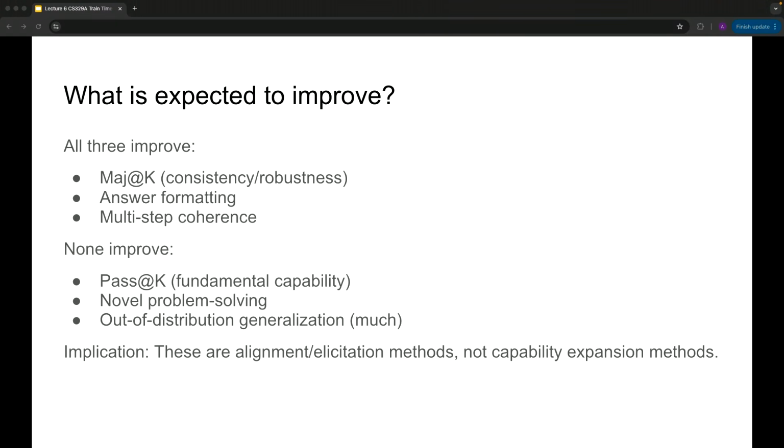So what is it that we expect to improve? All three techniques will improve in general the majority at K performance on the y-axis as you put in more compute. The answer formatting in general will improve as you apply these techniques. And in general, the model will be more coherent over multiple steps. But none of these will yet improve the fundamental capability, or teach the model to solve new problems, or generalize a lot out of domain. So there is some set of questions being asked at this point in time. What would it take for the last part to start improving?